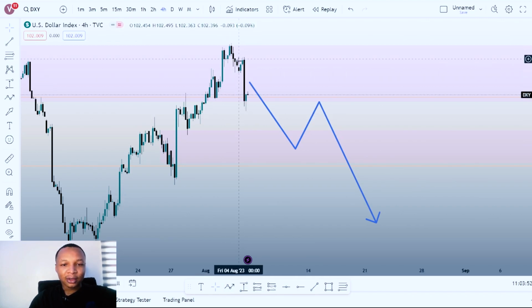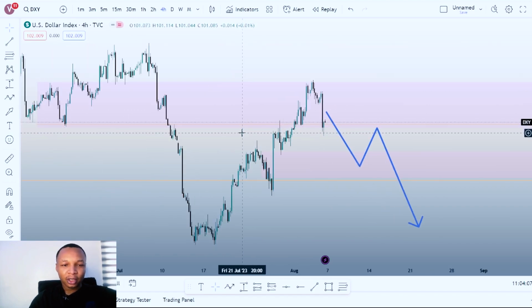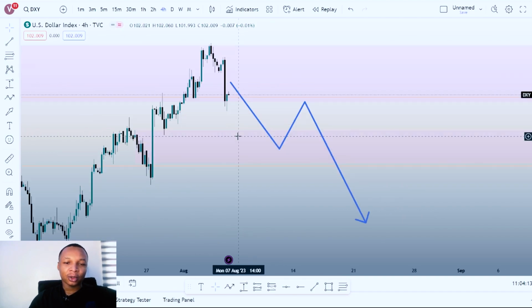Look at the size of the sell candles from Wednesday. After Wednesday, look at the size of the sell candles compared to the buy candles. You can see that the sell momentum for the dollar is here. So like we projected last week, like we projected this week, and going into next week, we're looking at the collapse for the dollar.